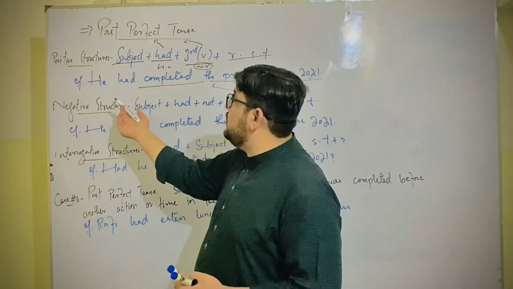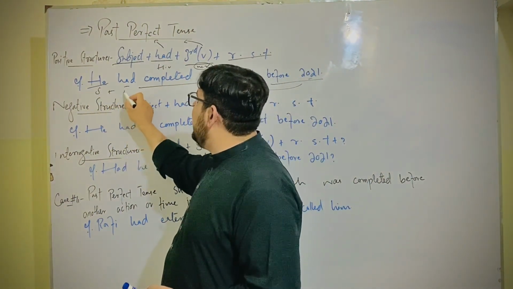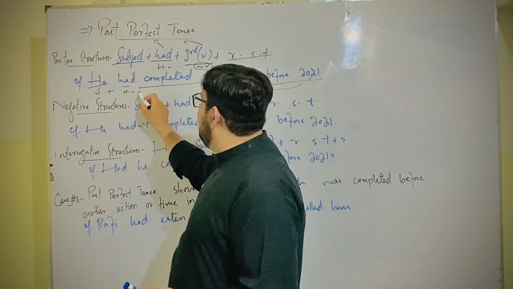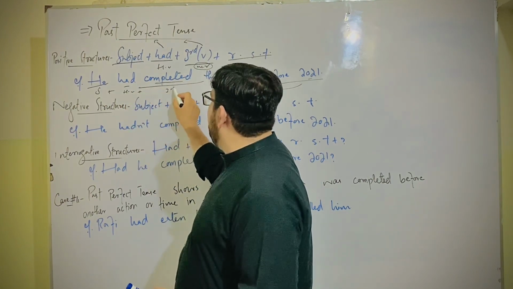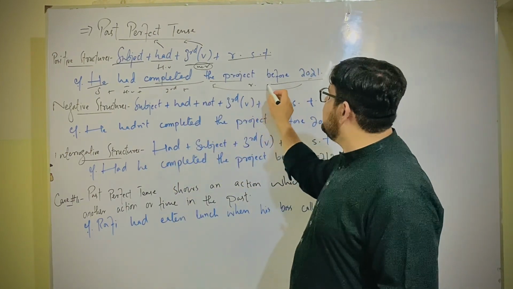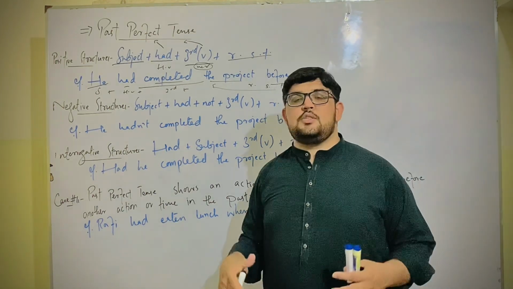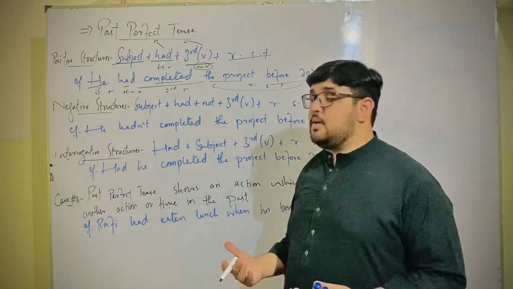This is how we construct a positive sentence. Like, he is our subject, had is our helping verb, and completed is our third form of the verb, plus the project before 2021 is the rest of the sentence. So, that is how we construct a positive sentence using the positive structure.